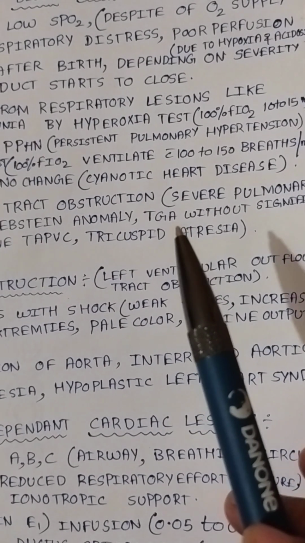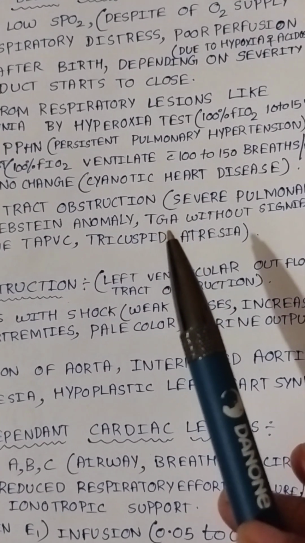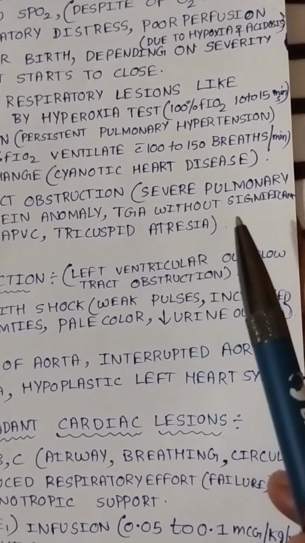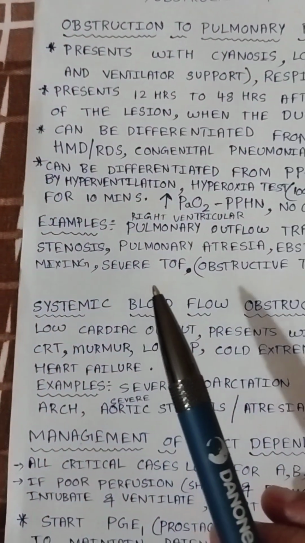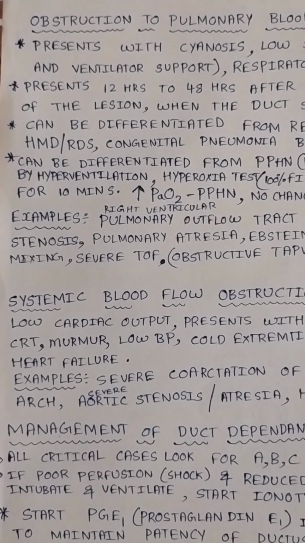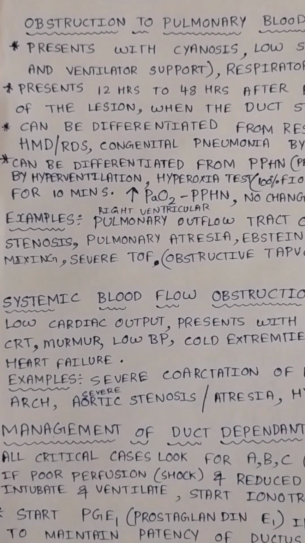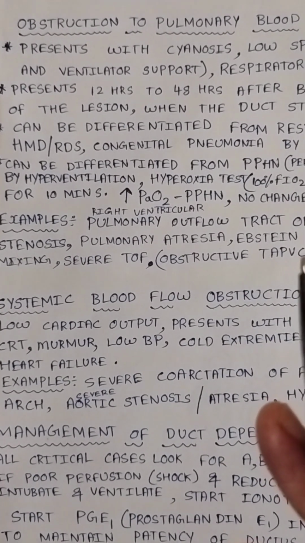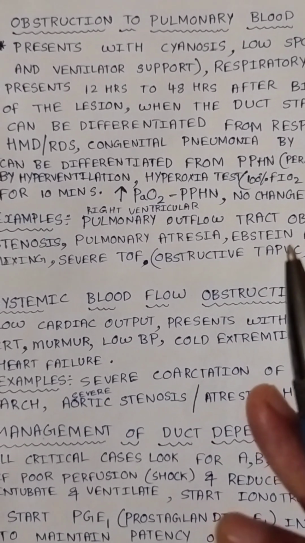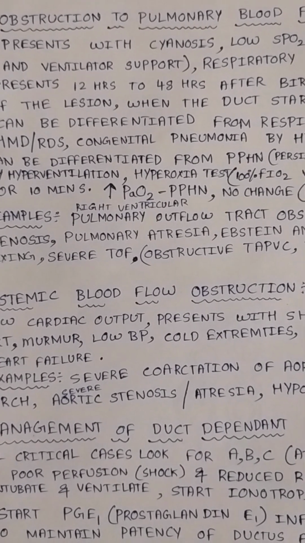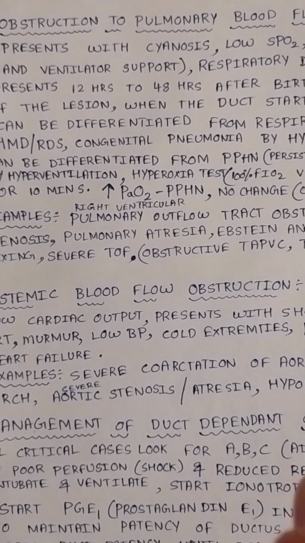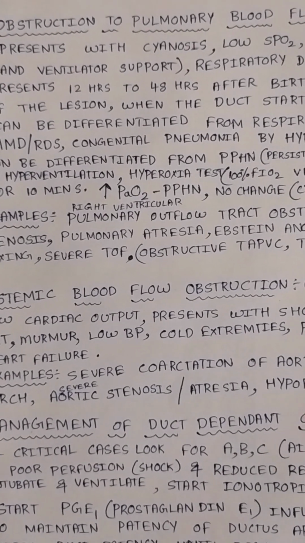Next, TGA, transposition of great arteries without significant mixing. If there is a transposition of great arteries, it means that in the place of the aorta there will be the pulmonary artery, and in the place of the pulmonary artery there will be the aorta. So here there will be transposition of the great arteries.